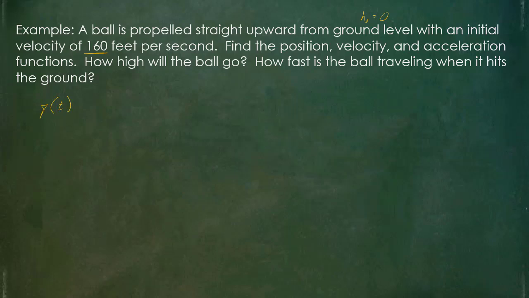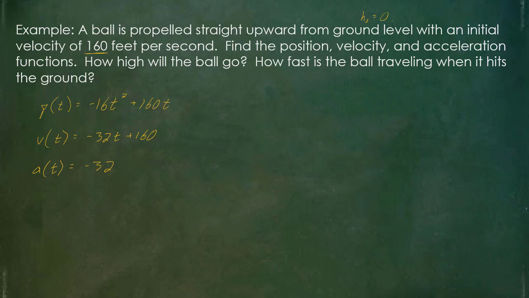So my position function would be negative 16t squared plus 160t, and I know that's positive because it's going upward, and then plus the initial height, which is 0, so I could just leave the plus 0 off. My velocity function, v of t, would be the derivative of that, which would turn into negative 32t plus 160. And then my acceleration function is going to be the derivative of my velocity, which would just turn into negative 32.